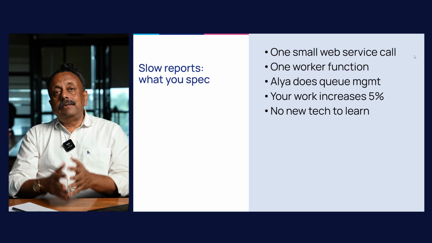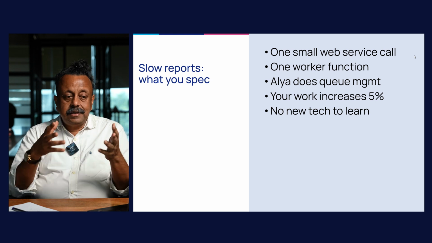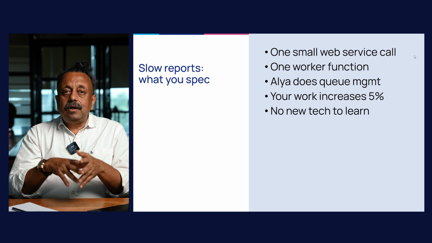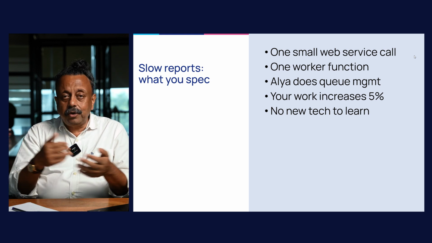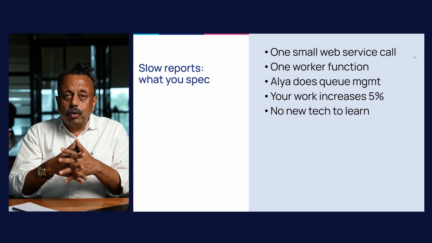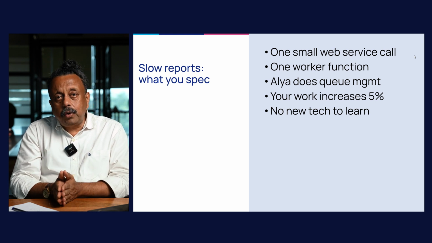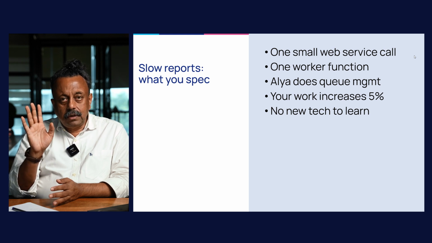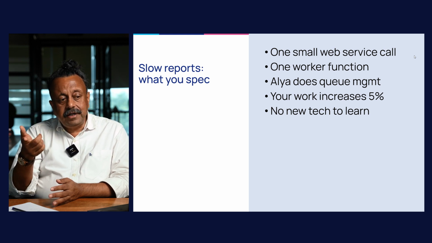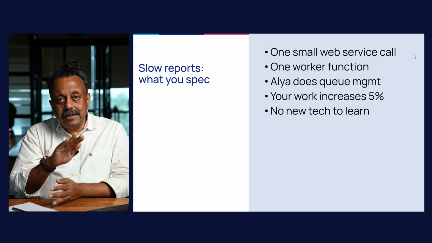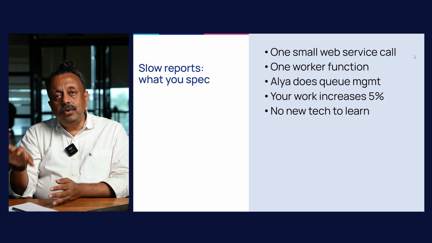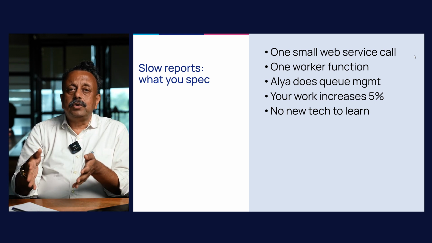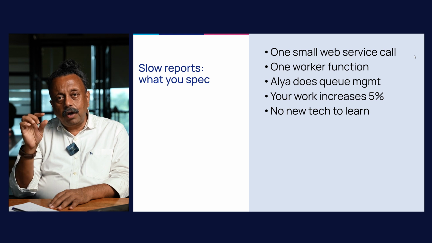So as a web service designer, what do you spec? What is it that you need to write? Assuming that you have a framework like Remiji's Alia, or if you don't have a framework, build your own framework, but that part is reusable code. So for each slow report, you need to add small amounts of code. One small web service call, and one worker function which will actually generate the report. So there is really very little additional coding to learn or write if you implement slow reports using our approach. You write one worker function and one small web service call.